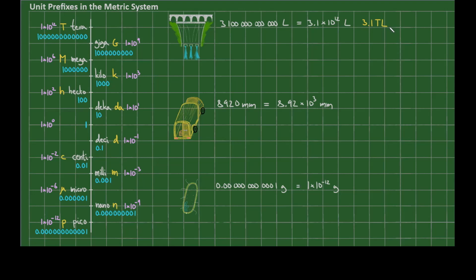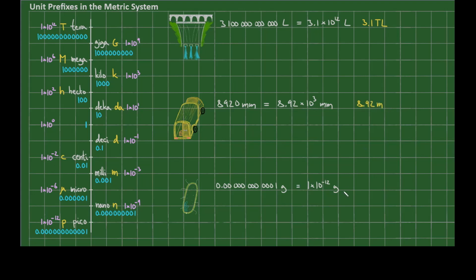Now, just because we have prefixes does not mean that we should use them all the time. In the second example, I have given the length of a truck as 8,920 millimeters. And while there is nothing necessarily wrong with using millimeters to indicate the length of a truck, it is a little bit awkward. And so in this case, we would not resort to using prefixes. The length of the truck could be given in just meters. And in this case, that would be 8.92 meters.